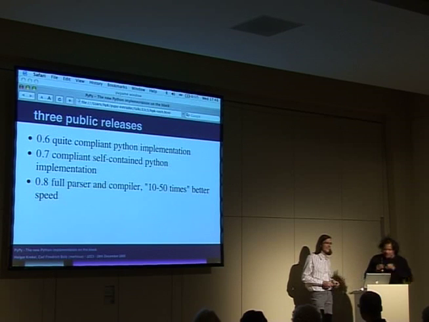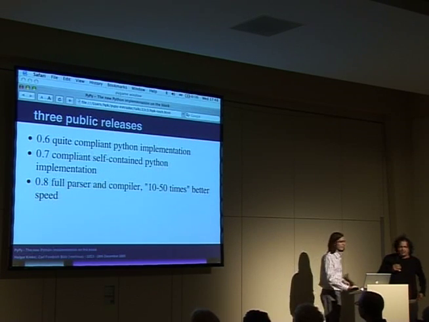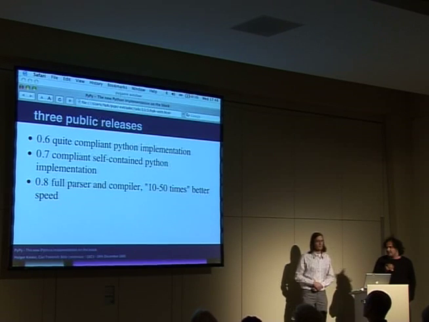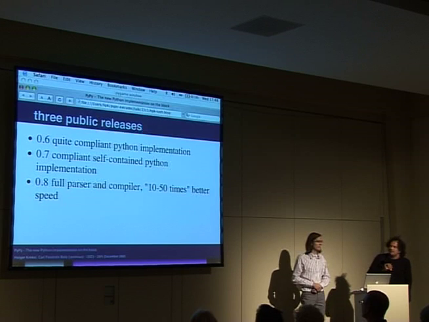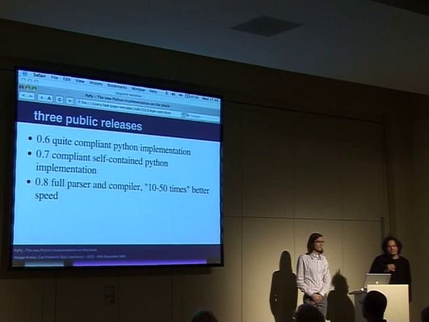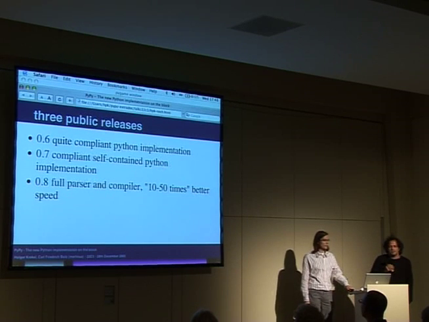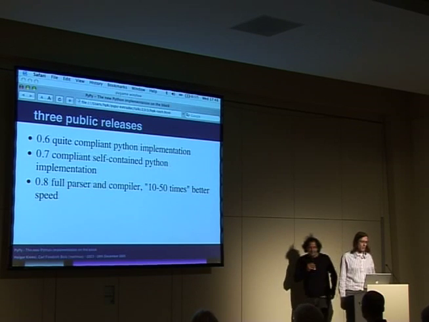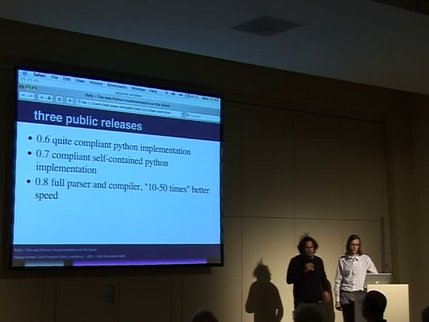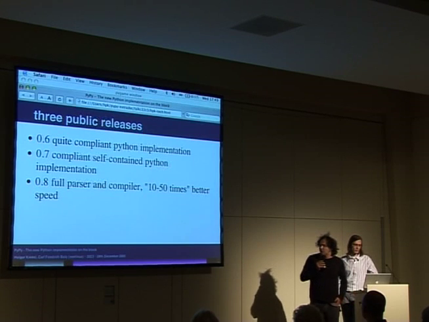Okay, so back to the overview of the project. We had three public releases in the last 12 to 14 months. The first one was a quite compliant Python implementation. Then 0.7 came a few months later, and was a compliant implementation of PyPy, also completely self-translating to C. That's why I mentioned the 1.3 million lines of code that were generated and just worked.